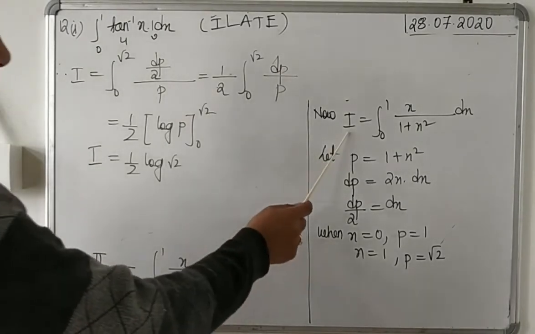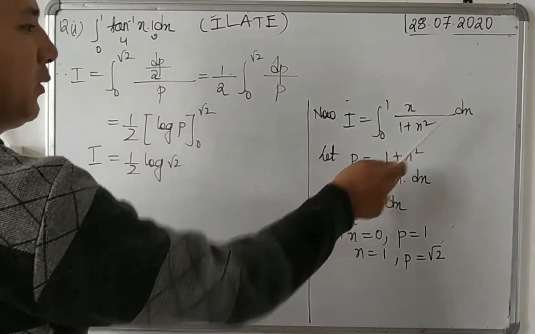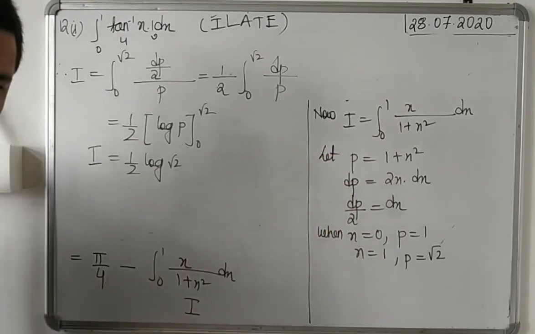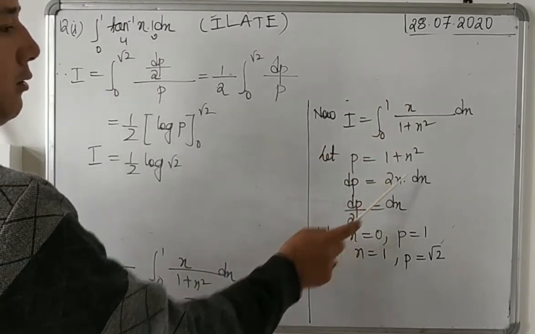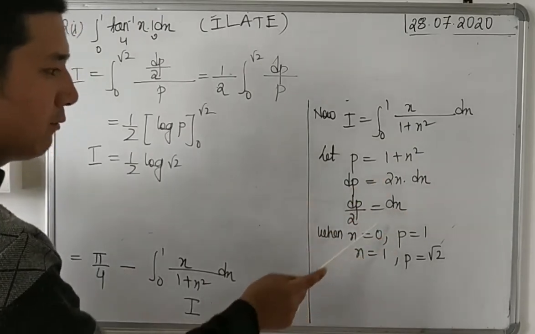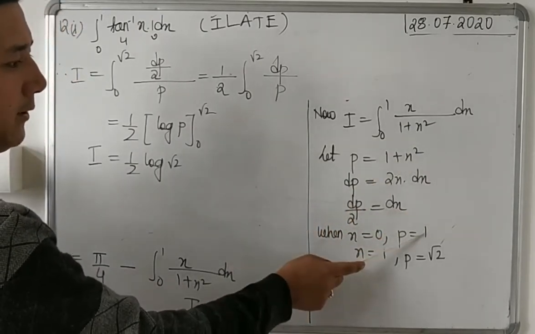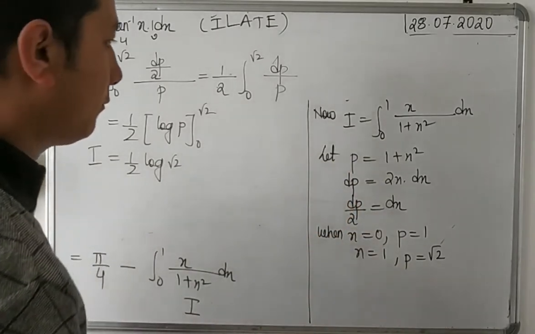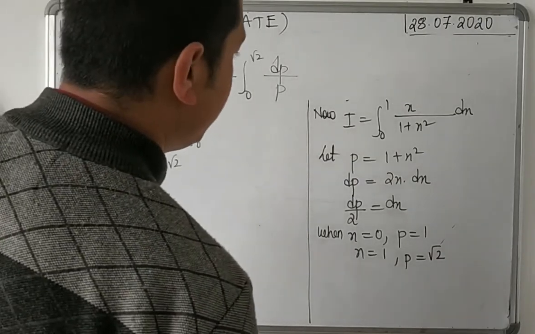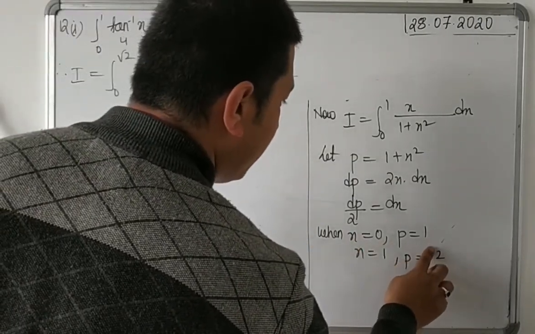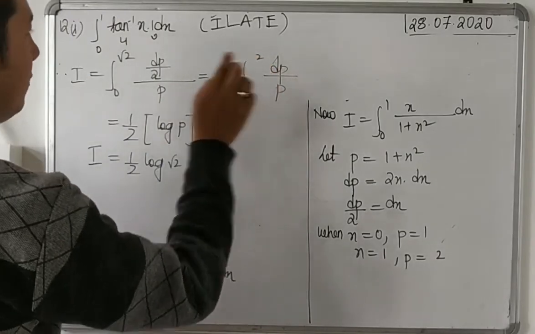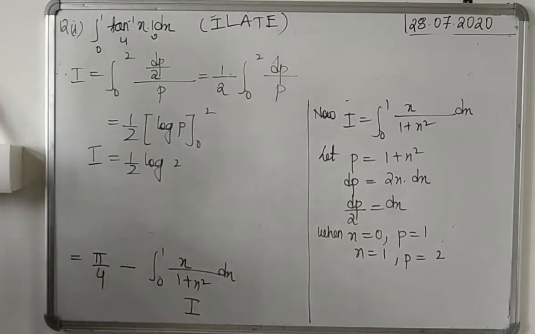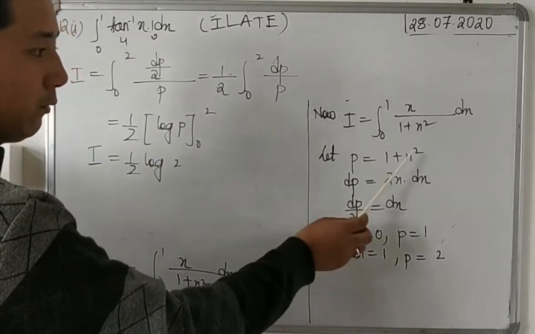So I am keeping as this integral 0 to 1 of x by 1 plus x squared. Substitution we know, because the power in the numerator is less than the power in the denominator, so we have to make the substitution p equals 1 plus x squared, so x dx is dp by 2. Now the limits: when x equals to 0, p equals to 1. And when x equals to 1, p equals to, oh sorry, not root 2. P is only 2, my mistake out here. So when x equals to 0, p equals to 1, and when x equals to 1, then p will be 2.